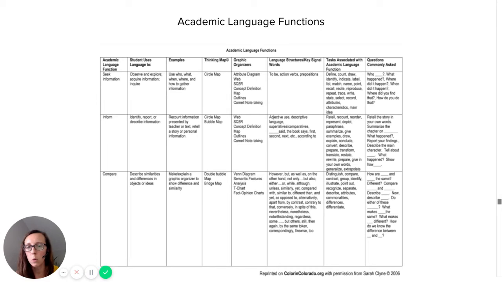So it's like a who, what, when, where, gather information. There are some graphic organizers or thinking map ideas there, as well as some language structures and key signal words that you might want to pre-teach or provide support for. So if students are seeking information, they might need to know the verb to be. They might need to know some action verbs and some prepositions. And that is something that an EL teacher can help you to dive into how to support.